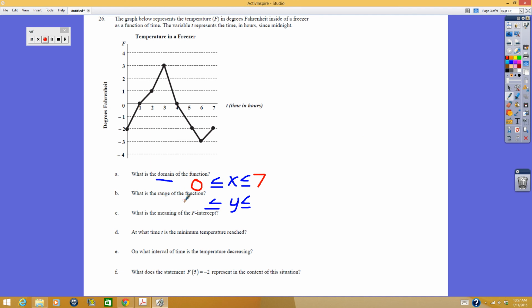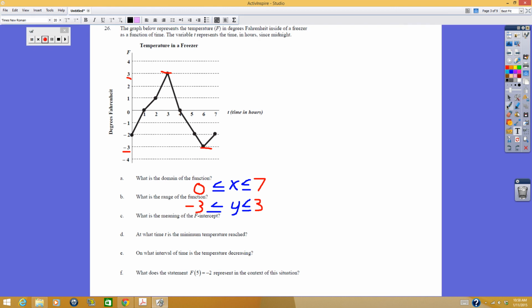What is the range of the function? We always do that weird thing with the voices, going from low to high. So it is the y values. In this case, the degrees in Fahrenheit. So if you look at the lowest point in this graph, on the y-axis, it's -3. And it goes all the way up to +3. Right? So that is that.